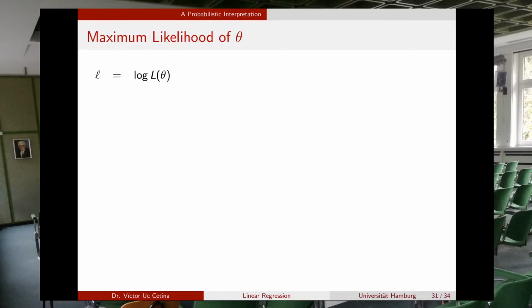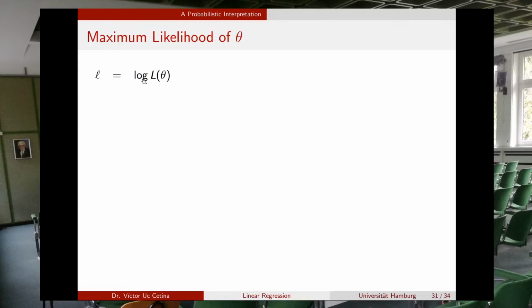So instead of computing the maximum directly on the likelihood function, we apply the logarithm function to it, because the logarithm is a strictly increasing function. It always increases, and that means that if you compute the maximum of the logarithm of this function, the maximum is going to be exactly the same as if you compute the maximum of the likelihood function directly. So in this case the maximization process is equivalent, but it is easier.